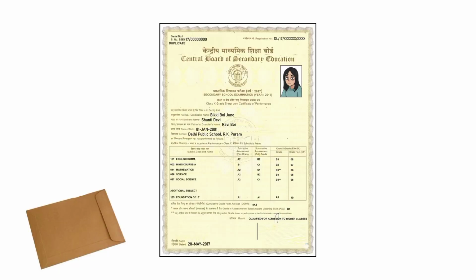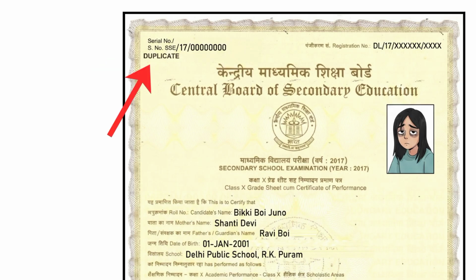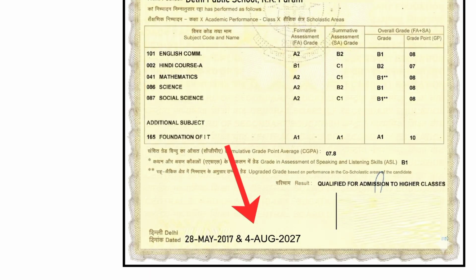This new DMC has a new serial number, Duplicate written on top, and at the bottom both old and new dates are mentioned.